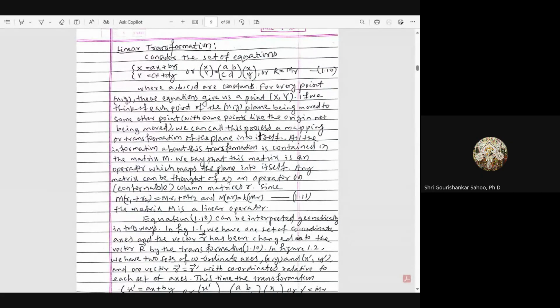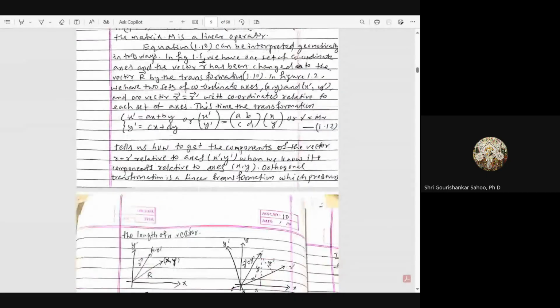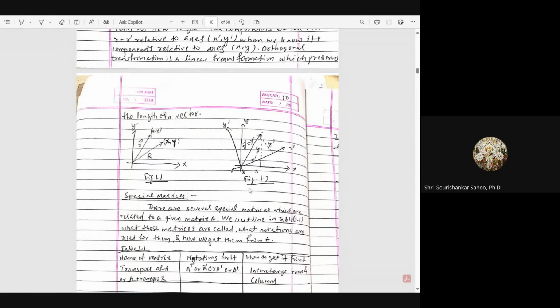So the equation shown in the picture can be interpreted geometrically in two ways. So in figure 1 you can see figure 1.1 and figure 1.2. In figure 1.1, what happened? You can see the small r position vector, or radius vector small r, can be represented as x comma y, and capital R is represented as capital X comma capital Y.